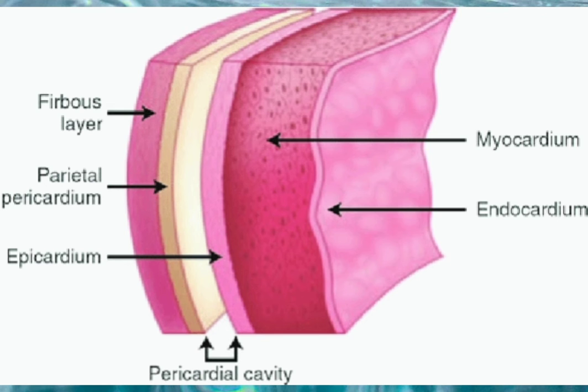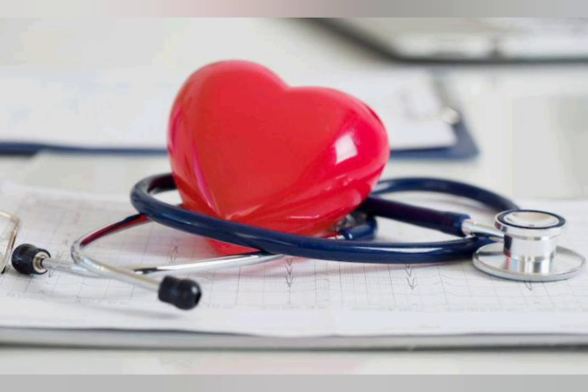Aorta is the largest artery in the body. Each cell uses up the oxygen and produces carbon dioxide.